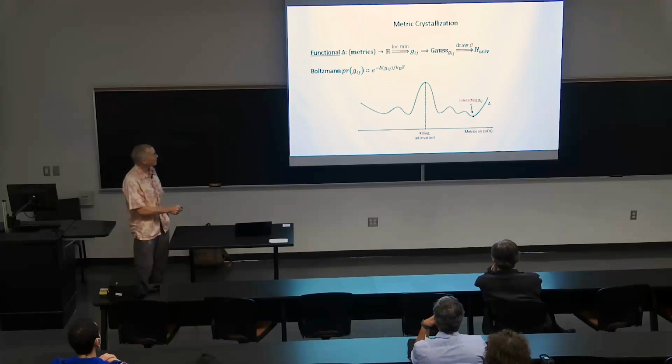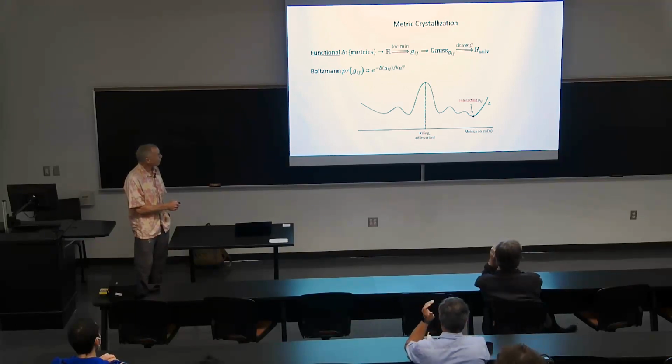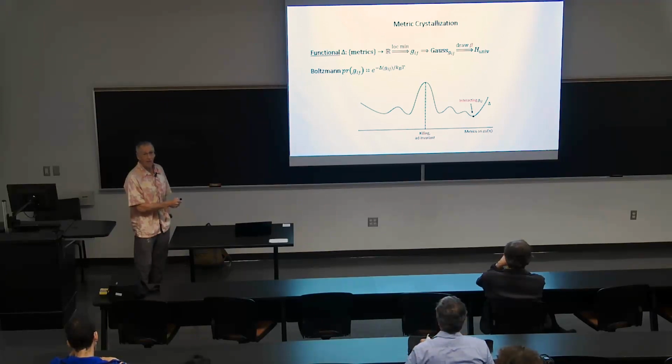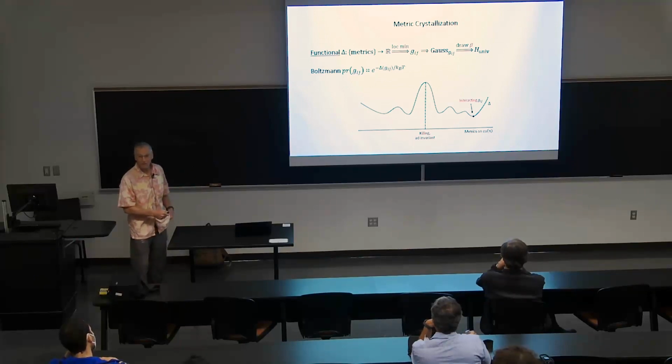And imagine some kind of landscape given by a functional. What I'm saying is that once we pick the functional, we can look at a local minimum of the functional to pick out a metric. Then once we have that metric, we can imagine drawing randomly at a certain temperature from the associated Gaussian to get a Hamiltonian. And that might be like the initial Hamiltonian of the universe, H universe.